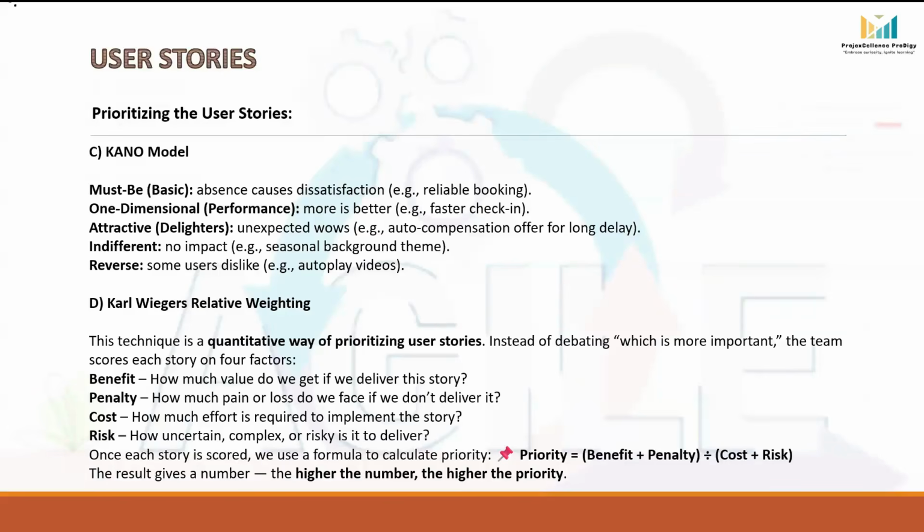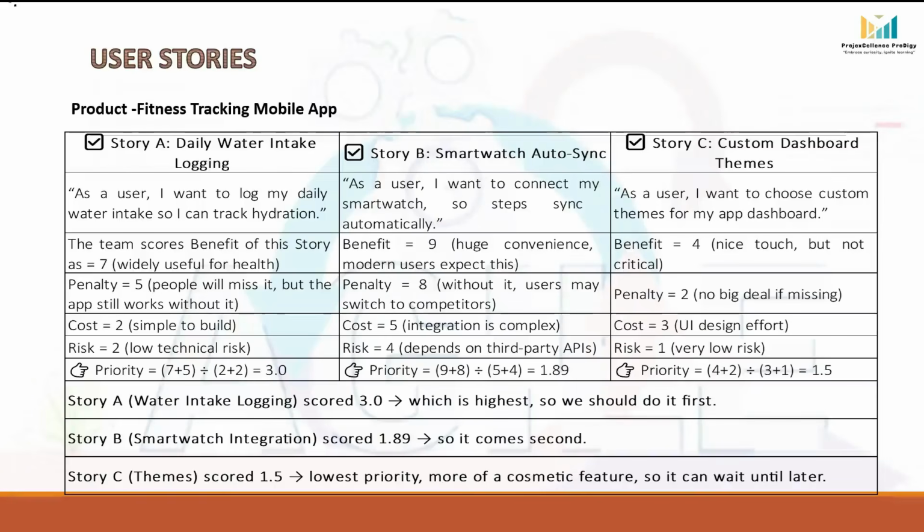Once we have rated a story on these four factors, we calculate the priority using this formula: benefit plus penalty, whole divided by cost plus risk. So the result gives a number. The higher the score, the higher the priority. Let's understand this method with one example. Suppose we are developing one product, a fitness tracking mobile app, and for this we will rate the user stories.